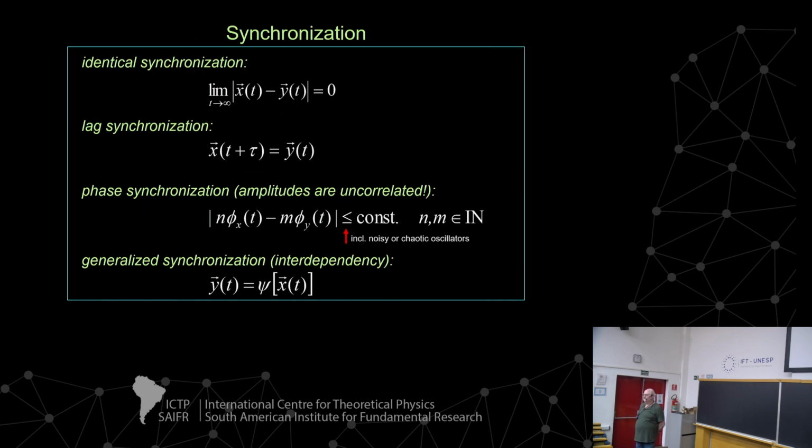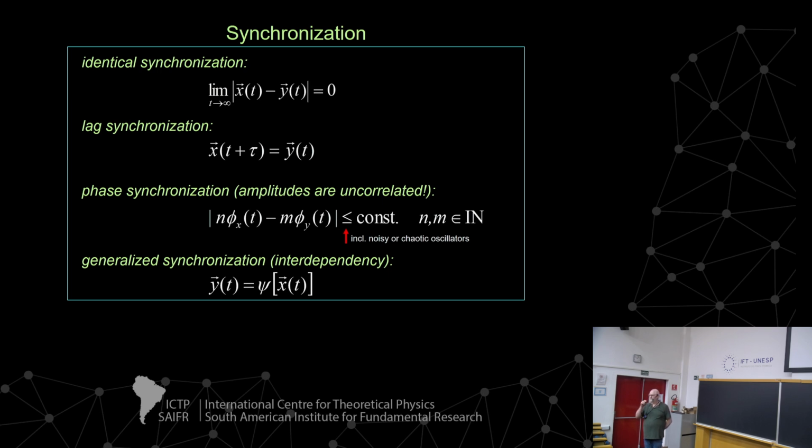The four standard forms of synchronization. Identical in the limit for large enough times, or lag synchronization, where one system lags the other, or you have phase synchronization. In that sense, it could even mean that the amplitudes are highly uncorrelated. And this one here, the classical definition by Christian Huygens, was that it is constant.